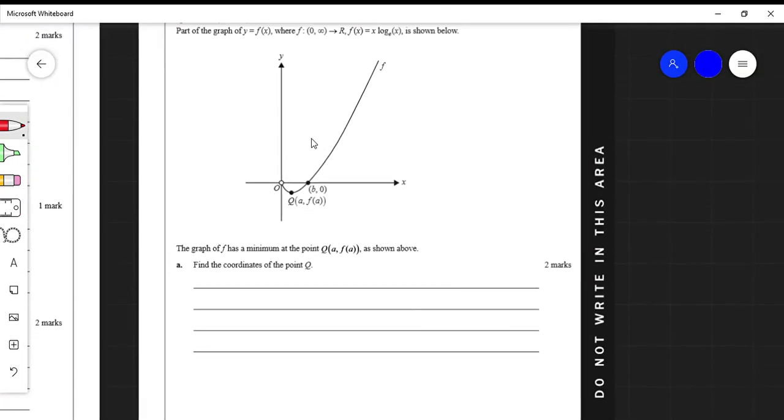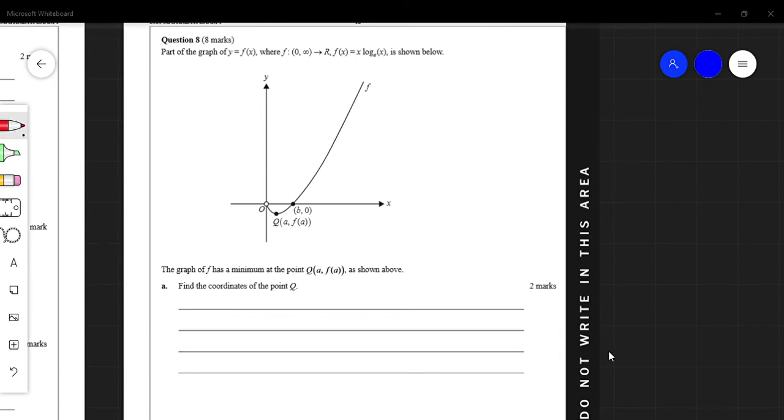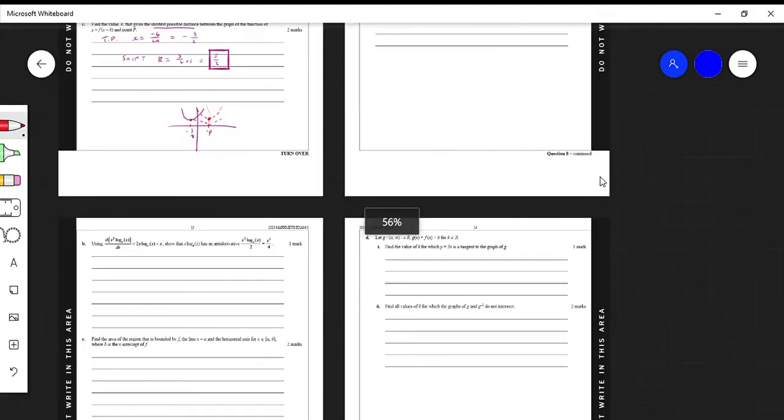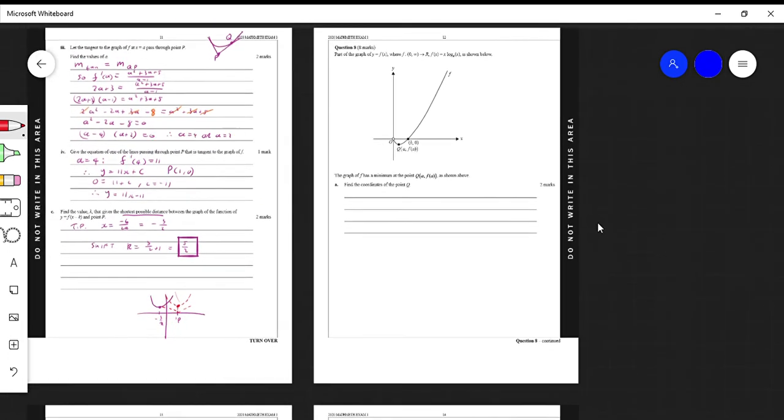Okay, last question. Or yes, I think this is the last question. Check. Yes, it is. I don't know why I thought it wasn't. Okay.